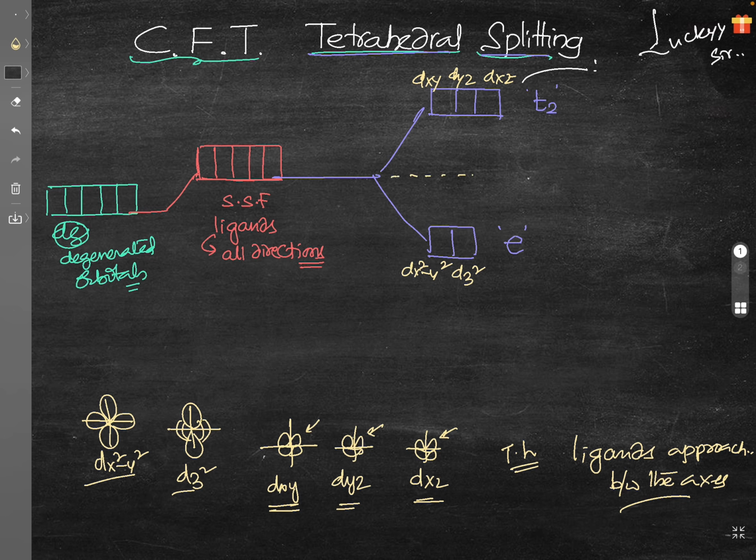Things will be the same. Now, for every electron entering into the T2, the energy will be increased by plus 0.4 delta T, tetrahedral. For every electron entering into the E, the energy will be decreased by minus 0.6 delta T. So for every electron entering into the E orbital, minus 0.6. For every electron entering into the T2, the energy will be increased by 0.4.